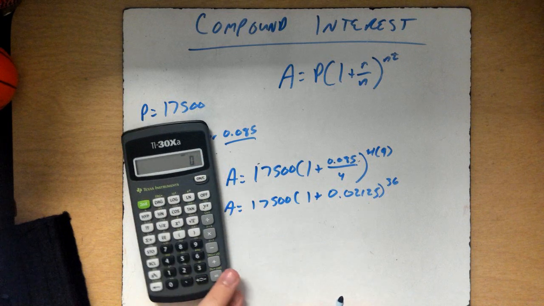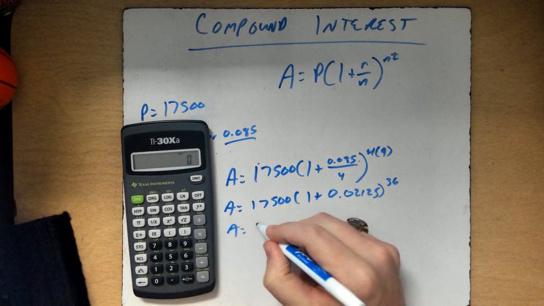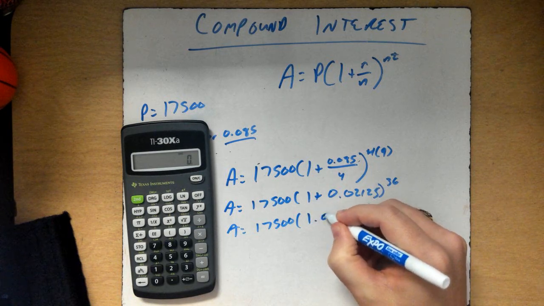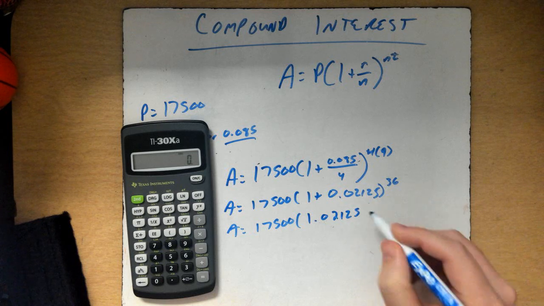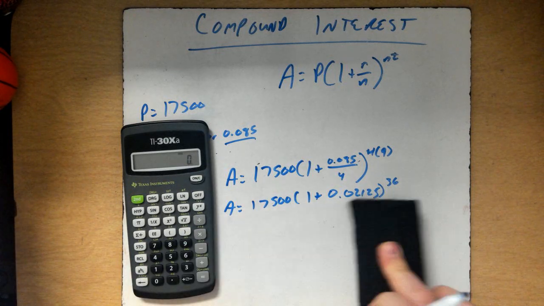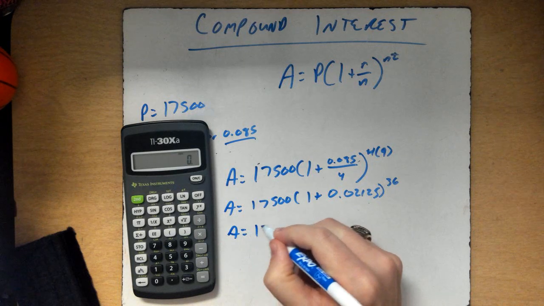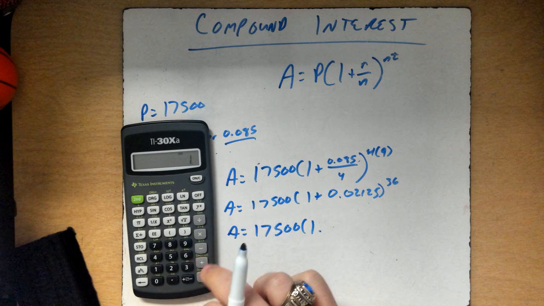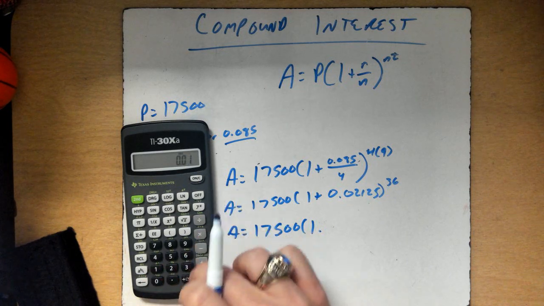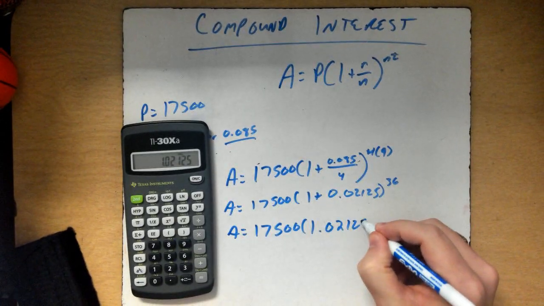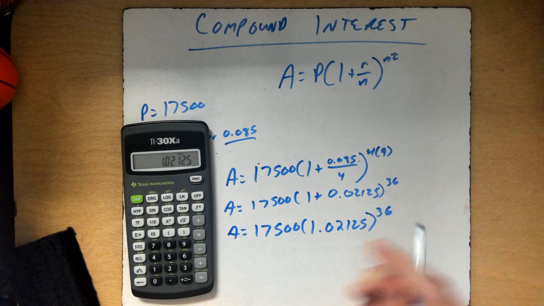All right. Now we're going to add those parentheses up. So 1 plus is going to give us 1.02125 to the 36th power. I'm just going to make it look nicer. A equals 17,500 times 1. Remember, we're just adding this, right? If you want to do it, you can do it on here, to make yourself feel better, 1.02125, and then that's the 36th power, okay?